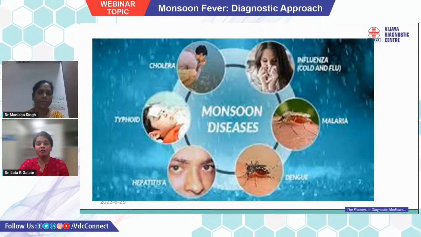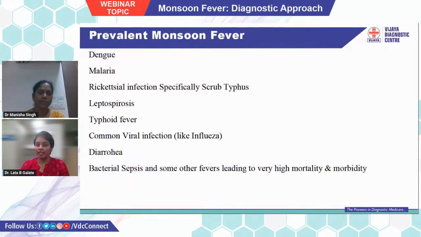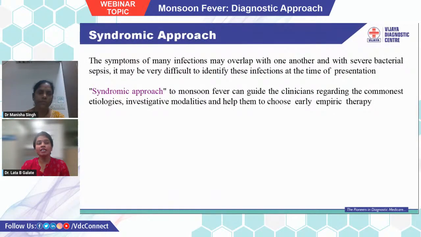So these are the different monsoon fever diseases we will be discussing today. Topmost is dengue, malaria, rickettsial infection caused by vectors, leptospira, typhoid fever by bacterial infection, viral infection, diarrheal syndromes, and sepsis and multi-organ dysfunction. All these monsoon fevers overlap with one another in terms of symptoms, which poses a great challenge for timely diagnosis.